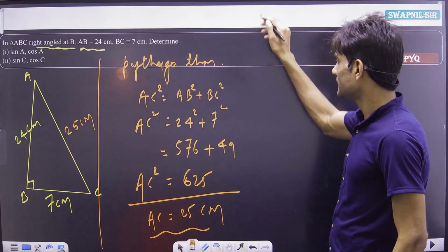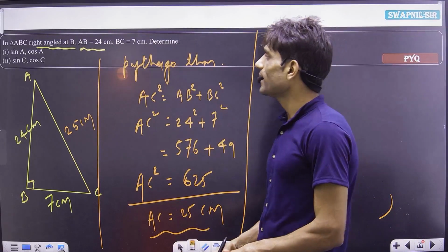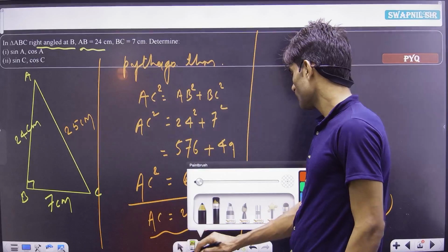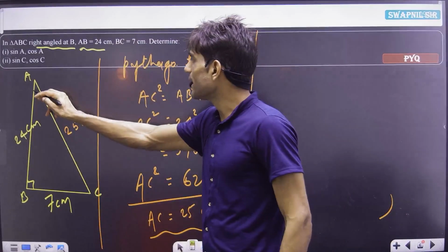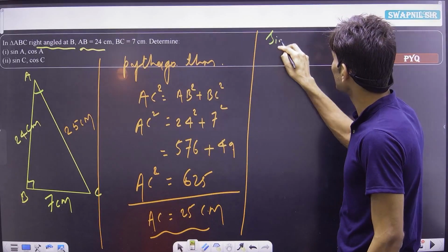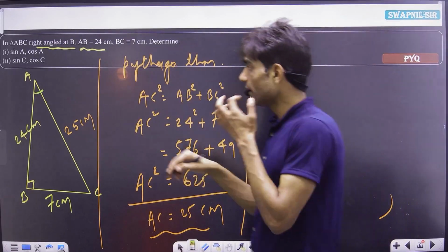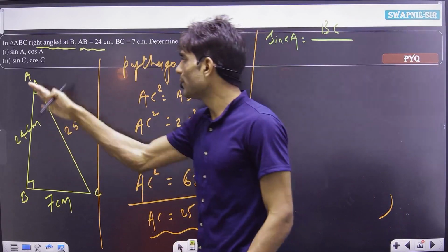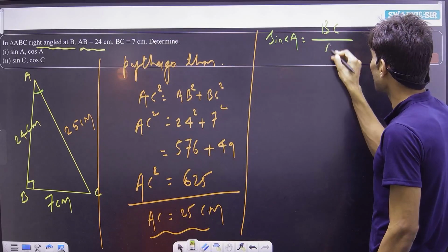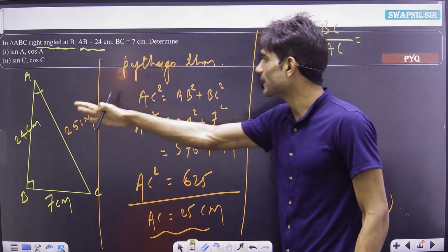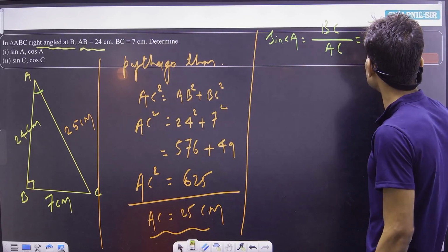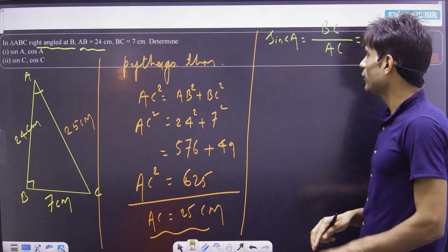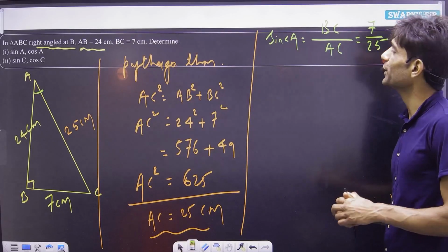By using these three sides, let's define the values for sine of angle A, cos of angle A, sine of angle C, cos of angle C. Now about sine of angle A, we write opposite side BC divided by hypotenuse AC. The value for BC is 7 centimeter, divided by the value for AC, which is 25 centimeter. So the value of sine of angle A is 7 by 25.